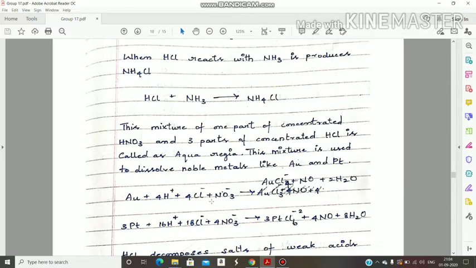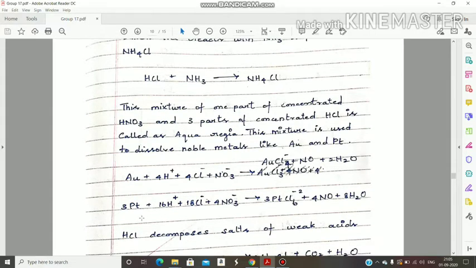But when those metals are present in aqua regia, they lose their nature because aqua regia is a more reactive mixture. See, when gold reacts with this aqua regia mixture, this gold becomes AuCl4 minus, that means tetrachloroaurate ion. That means it loses its nature, along with NO, nitric oxide, and 2 moles of H2O. Similarly, in the case of platinum, when platinum reacts with aqua regia mixture, then it becomes hexachloroplatinate. So here also platinum loses its nature.